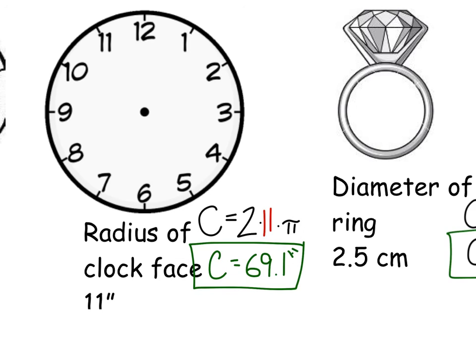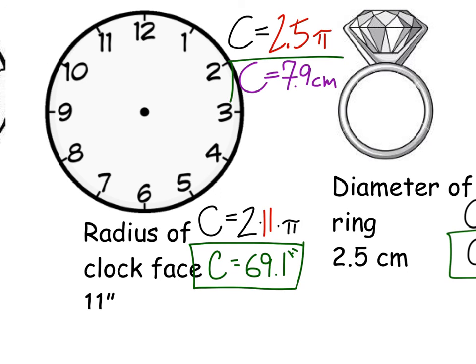All right, let's do the ring now. The ring already has the diameter, so the circumference will be 2.5 times pi. 2.5 times pi is... All right, so the ring ends up being 7.9 centimeters after we round. Bam. On this one, the ring gave us the diameter, so there was no need to take that 2.5 and multiply it by 2. And we're good to go on that one.